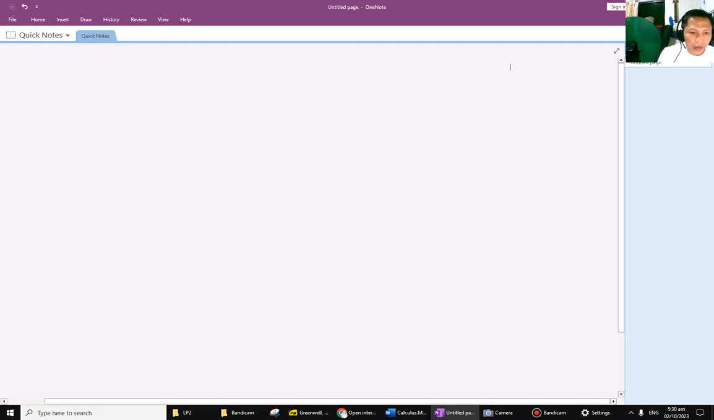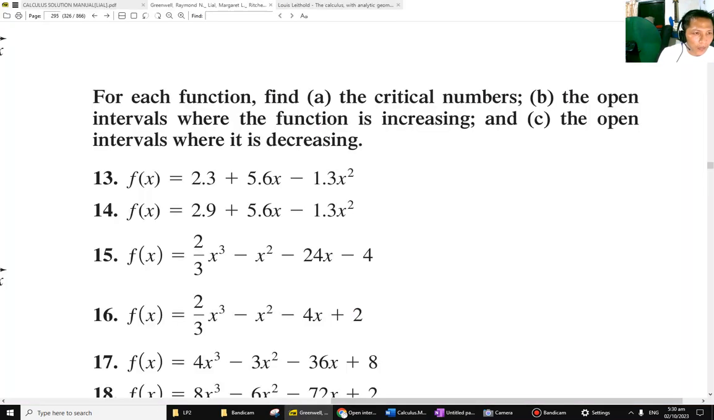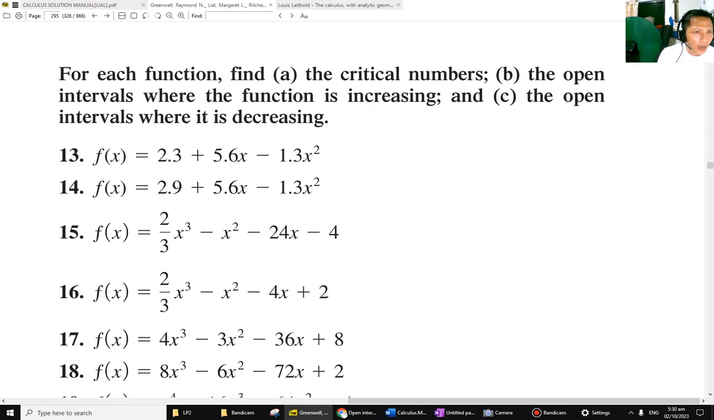Okay, so let's go to our book. So we have a problem here. Find, for each function which is listed, first the critical numbers, the open intervals where the function is increasing, and the open intervals where it is decreasing.